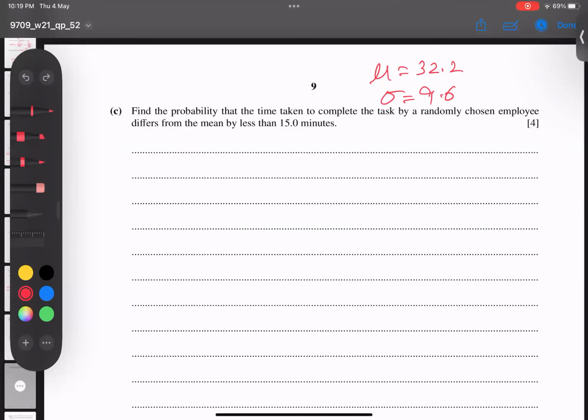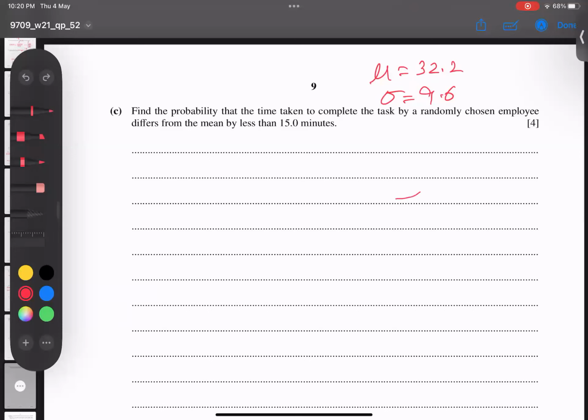What his question is saying: an employee differs from the mean by less than 15. So one minute, it means from 32.2, if I add 15, I get, actually, what is the meaning. Let me tell you finally. Inshallah, I believe you will understand.